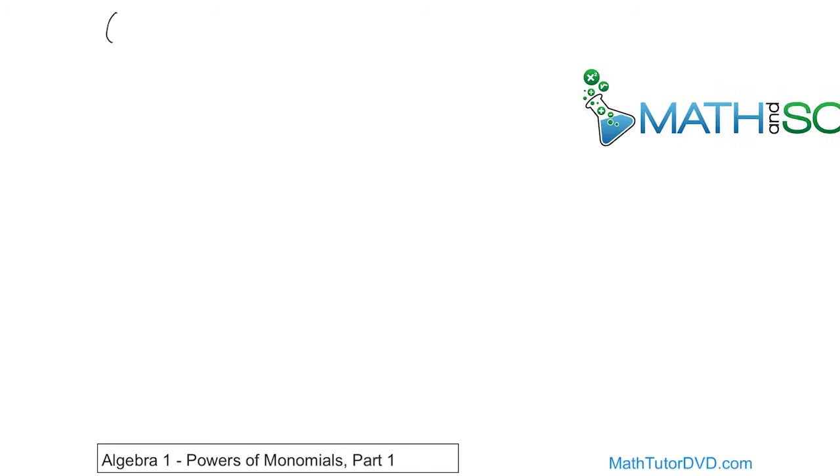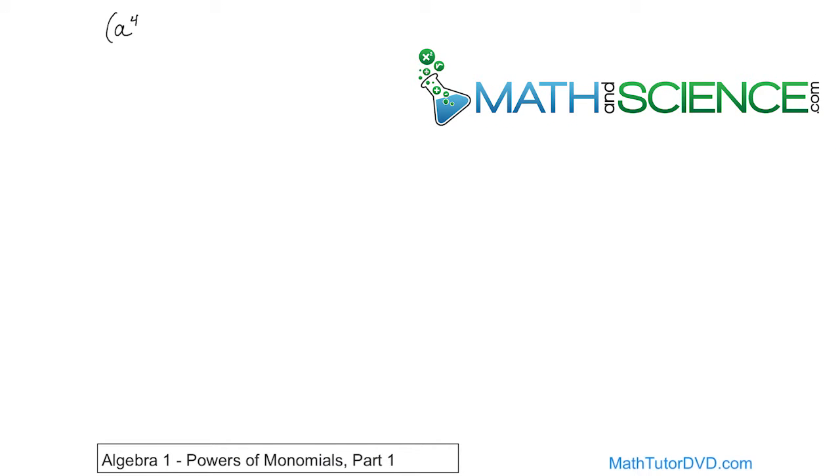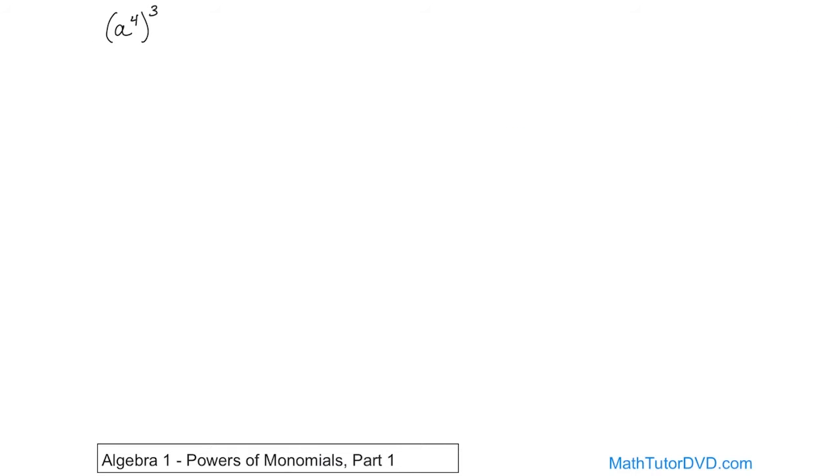So what if you had, for instance, a to the fourth power, which is a very simple monomial, and then you raise the entire thing to the third power? Have you ever seen anything like that before? What it means is this third power applies to everything inside. So this basically means you have a to the fourth power times a to the fourth power times a to the fourth power. We're multiplying everything inside by itself 3 times because the exponent is 3.